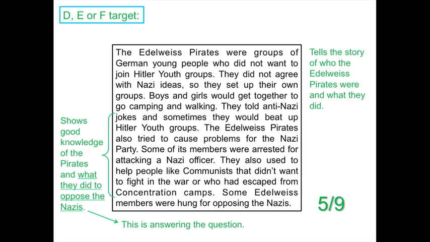Tell the story. So whether you've answered on the Edelweiss Pirates or the White Rose group, you're looking to demonstrate good knowledge of who they were, what they did. Tell the story of the group. Have a look back over your own answer. Have you been able to demonstrate good knowledge of who the pirates or the White Rose group were? What do you need to do to improve your own answer?